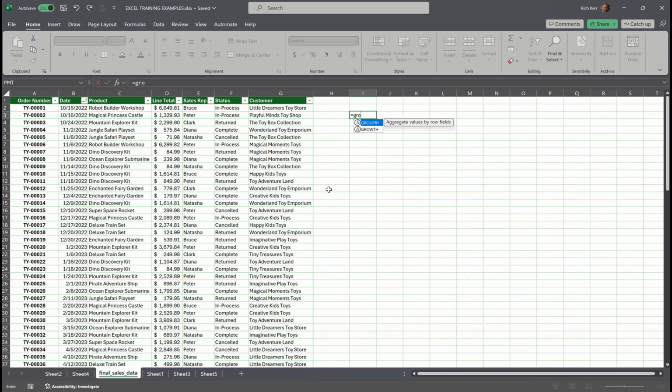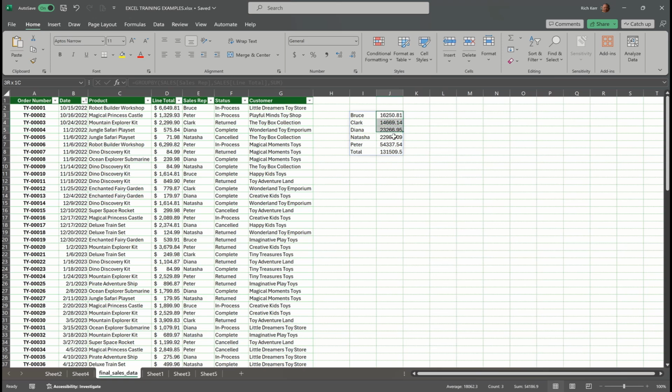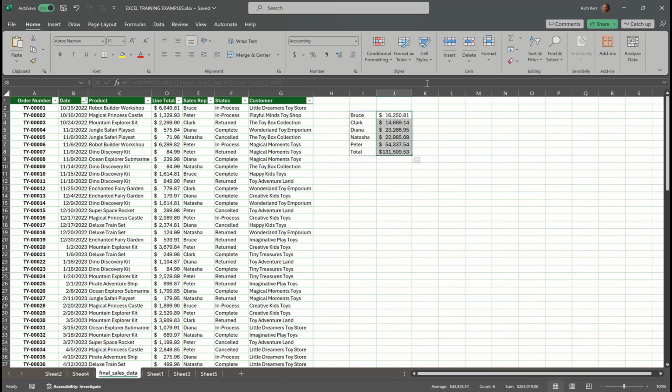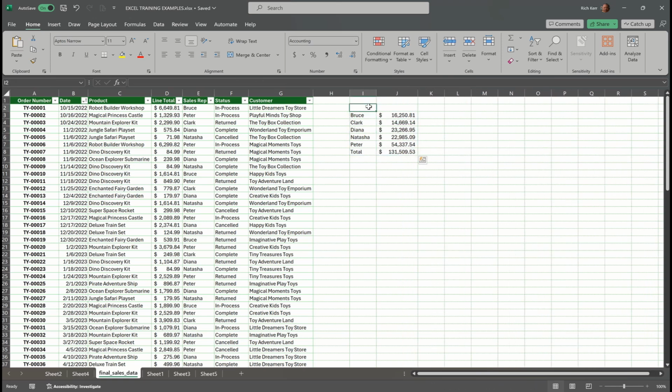I'm going to say equals group by, and my data sits in a table called sales, and I want to group by the sales rep, right? So that's going to be my row field. And then I'm going to aggregate my line total field. So sales, open bracket, line total, and I'm going to sum the data, right? So this gives me the total sales for each sales rep. So that's what I'm starting with, okay? And let's put some headers here. We'll say sales rep and total.